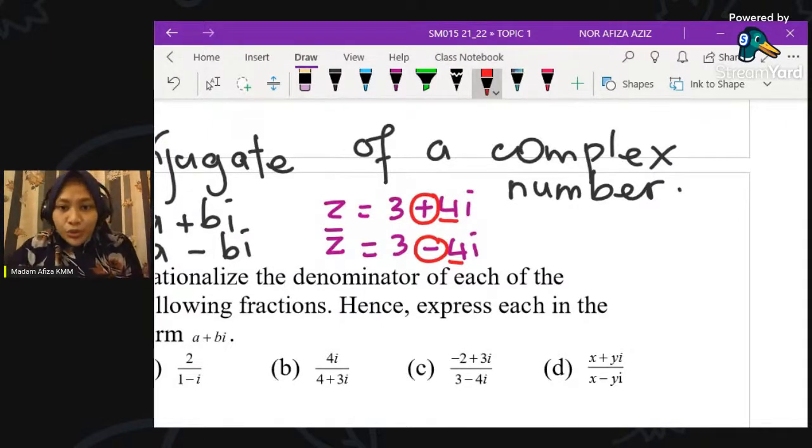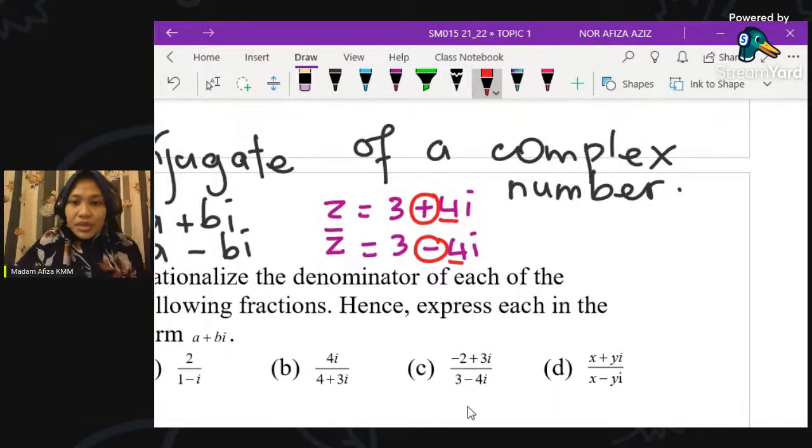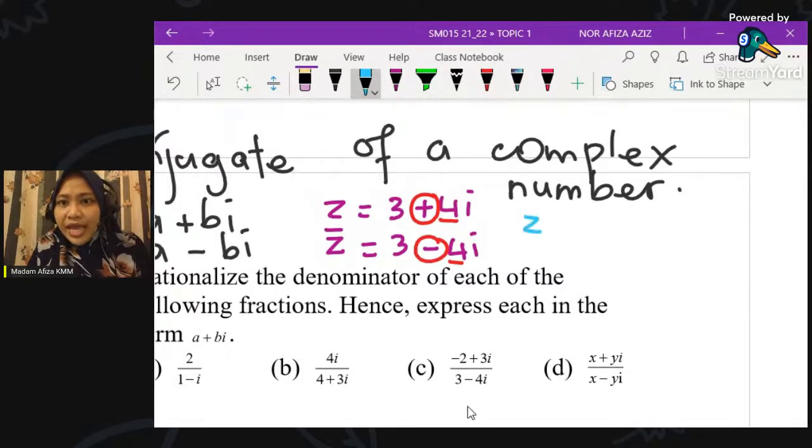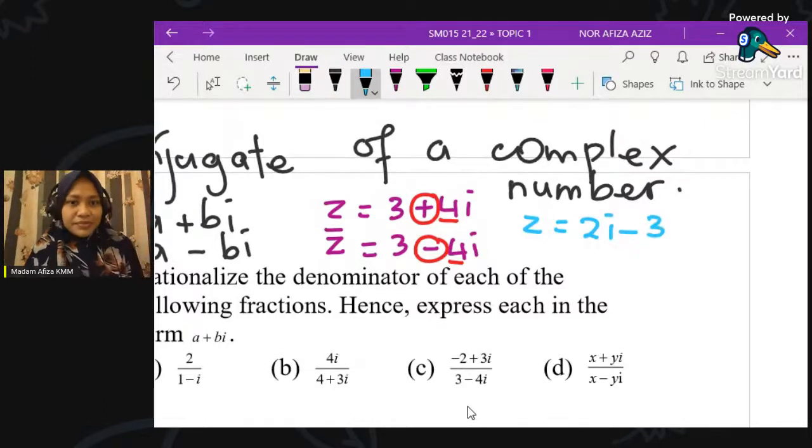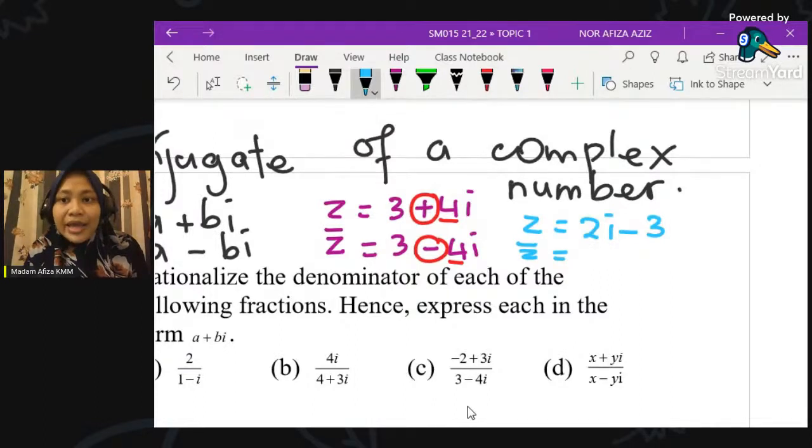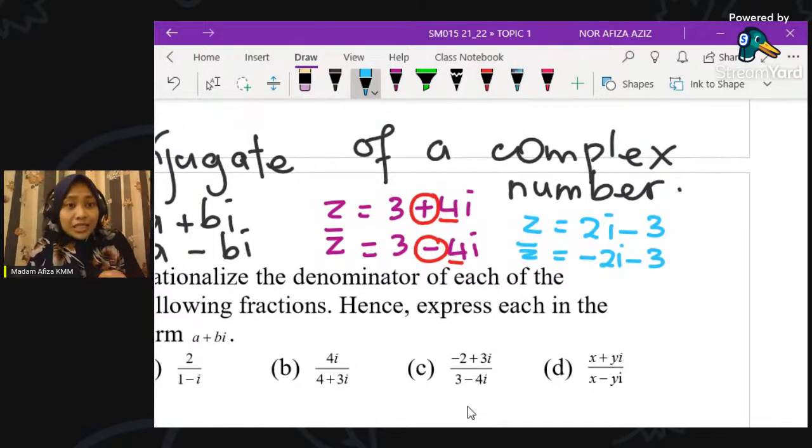Okay, let me show you another example. Say I have Z equals to 2I minus 3. So what is the conjugate? I will write Z bar equals to, we need to change the sign of the coefficient of I. So here is positive 2, then it becomes negative 2I. It's still minus 3 over here because remember we only change the sign of I.